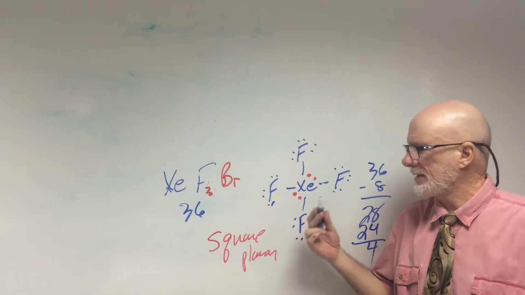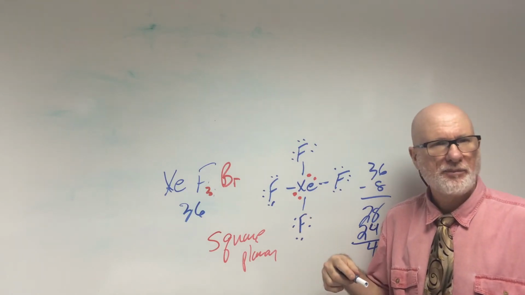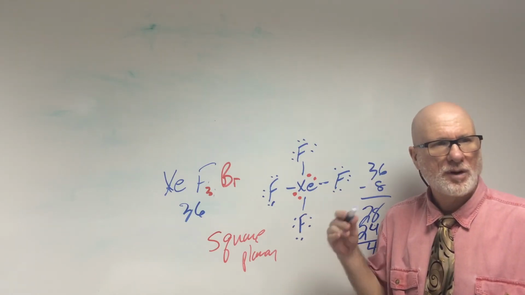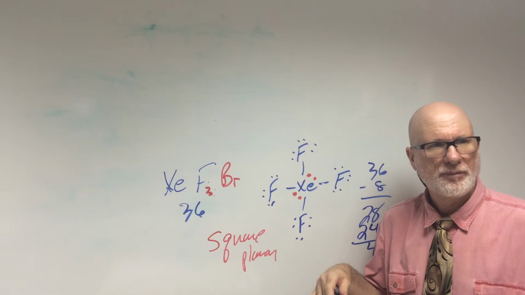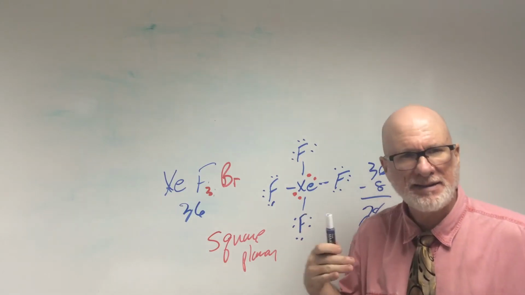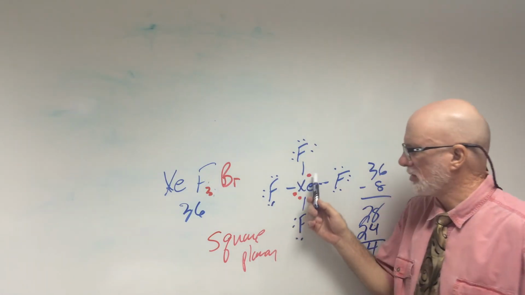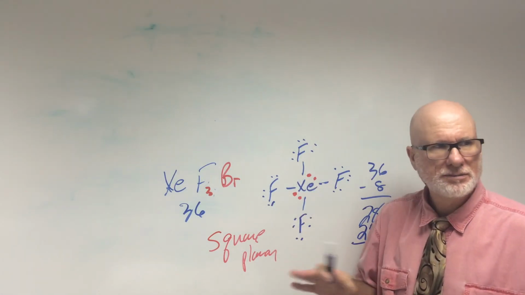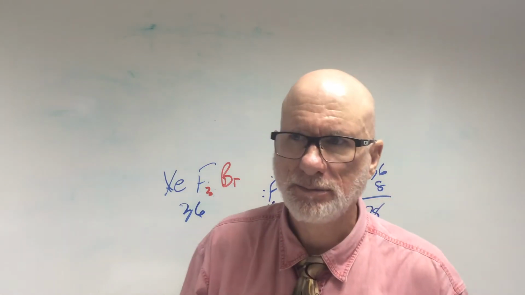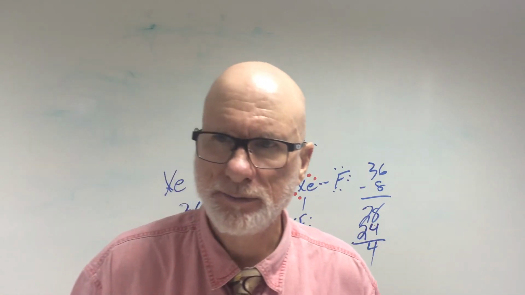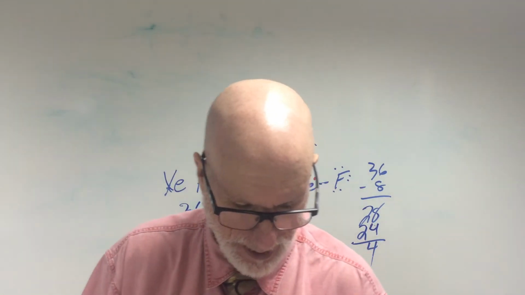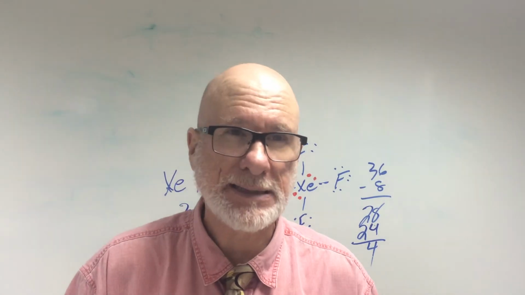What would you expect the melting point to be for that? Low, right? Yeah, but maybe not that low. Why? Because there are some extra electrons here, so you might get some things going on there. All right? So that's that.